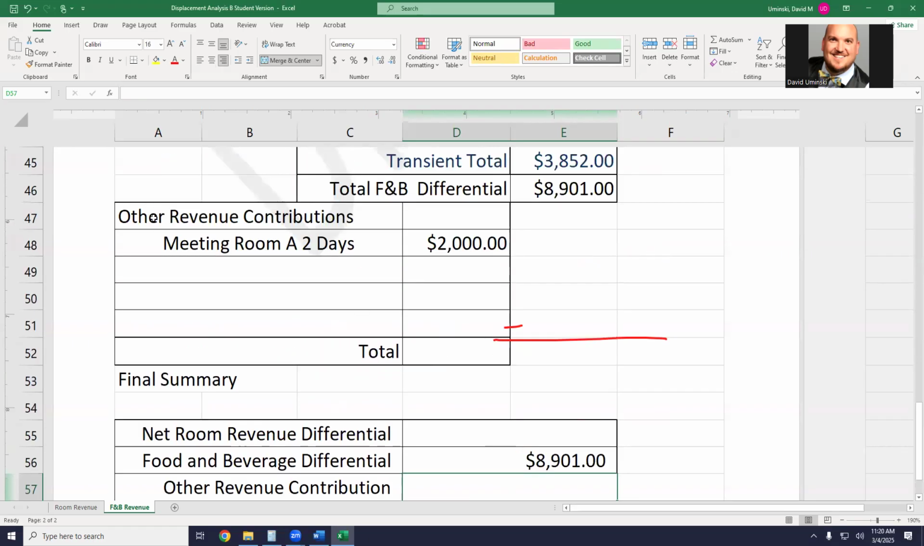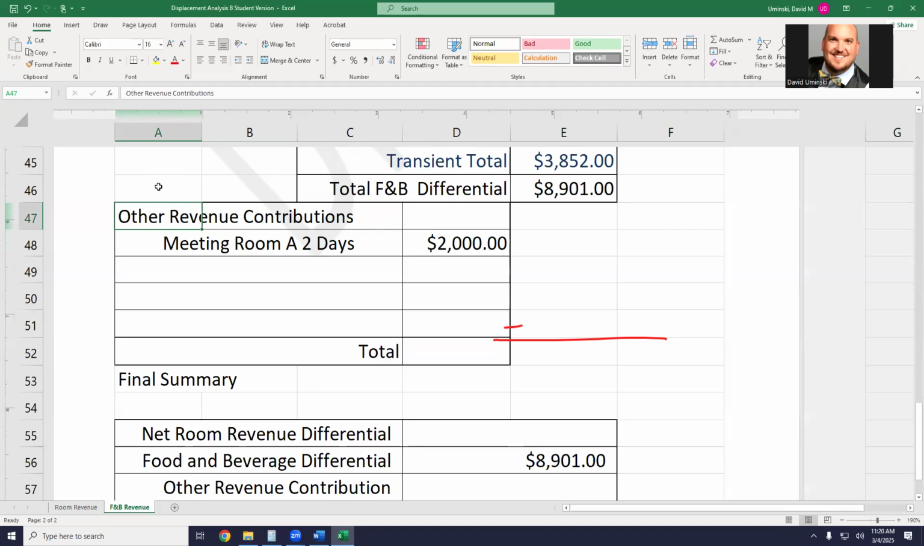The last one is our other revenue contributions, okay? So other things that contribute to revenue, things like what? That a group might spend money on. Spa. They might go to the spa, good, what else? Meeting room. The meeting room, so renting the meeting room space. What else? Audio visual, okay, what else? Valet, perfect, so all these things we can take into consideration for other contributions to revenue, okay?